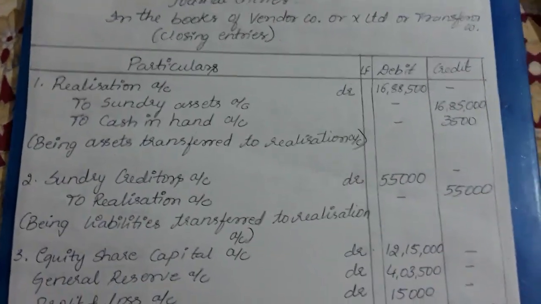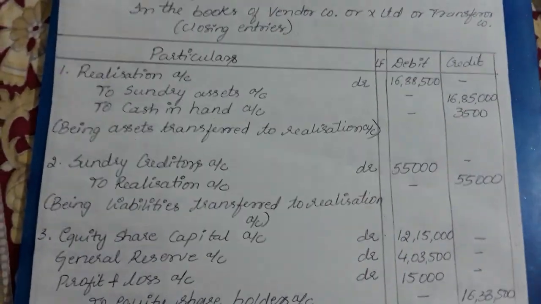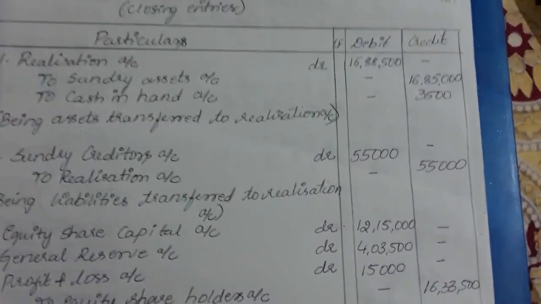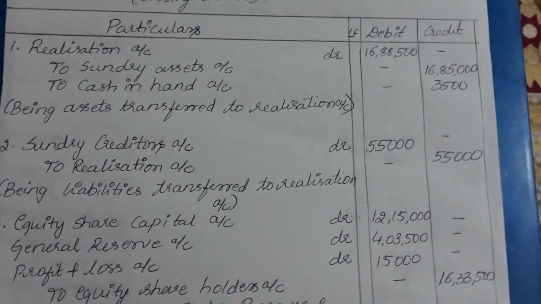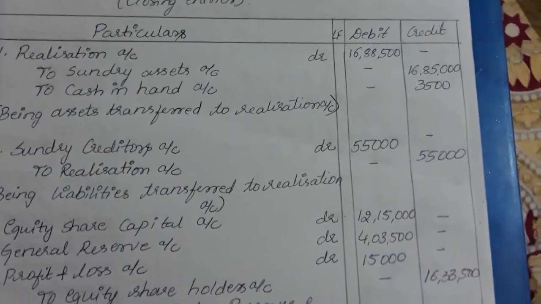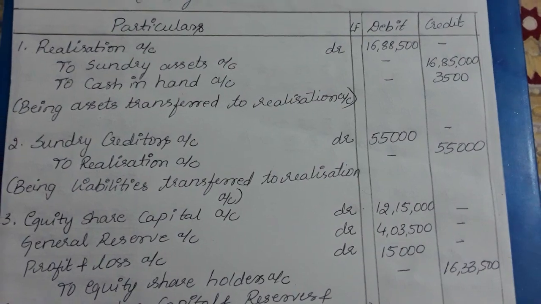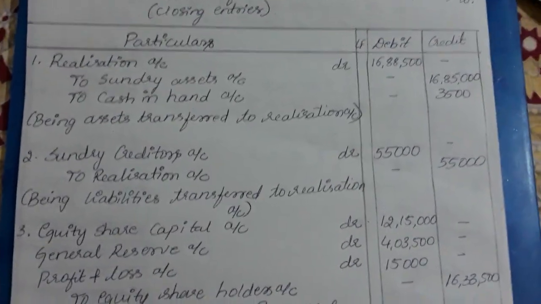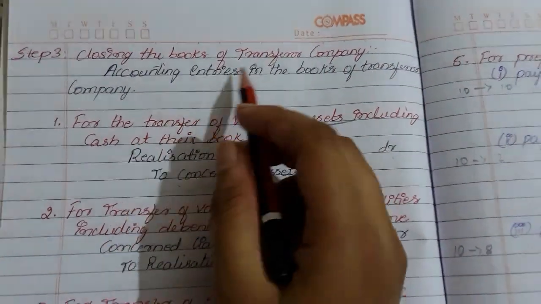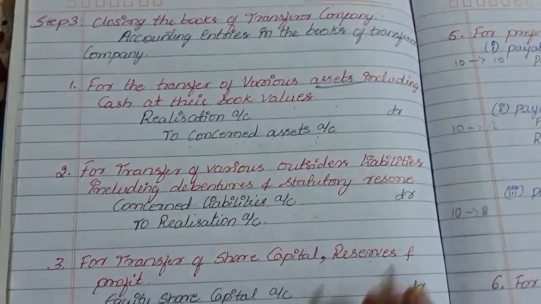So let's start with the closing journal entries. Now the transferor company's journal entries need to be closed. We need to close the journal entry. We need to eliminate the balance sheet of X Limited. It needs to be completely eliminated. So what is the closing journal entry? Let's see here the closing journal entries of the transferor company. So what is there in this?